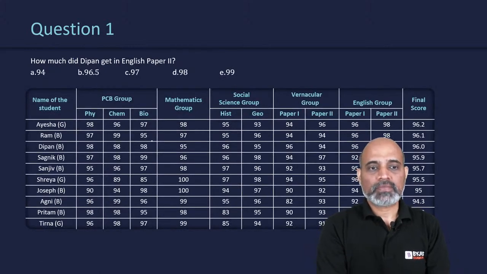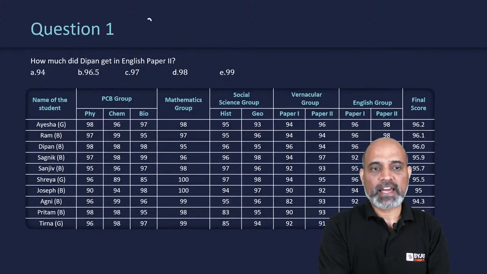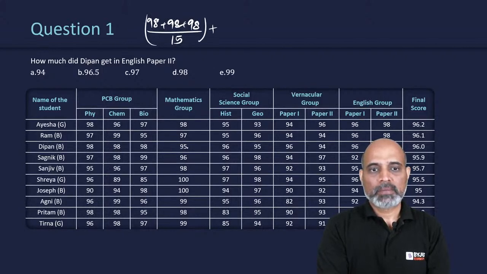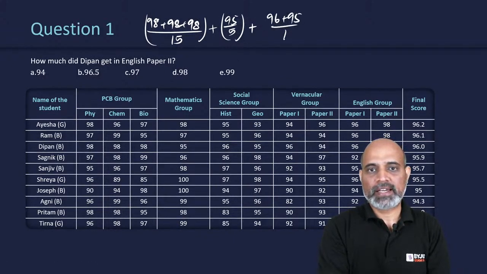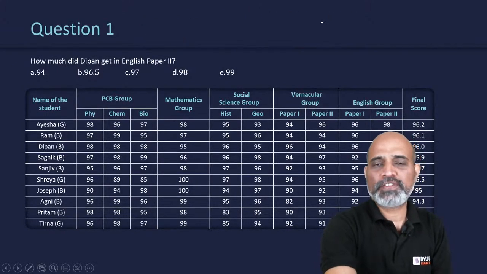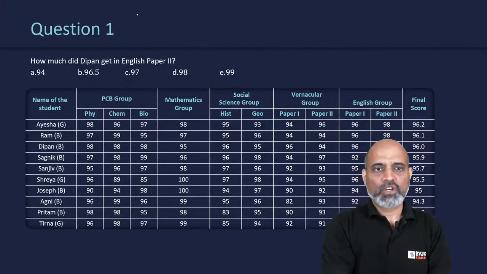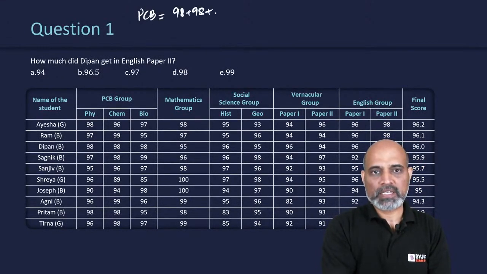So going by that formula, can we say we have to do for Deepan 98 plus 98 plus 98 divided by 15? याद है? Plus 95 by 5 plus 96 plus 95 by 10 plus 96 plus 94 by... मैं काम करता हूँ ये 15, 5, 10 की जगह ना पहले ग्रुप का एवरेज निकालता हूँ. So what is PCB का एवरेज? PCB का एवरेज is 98 plus 98 plus 98 by 3, which will be 98.